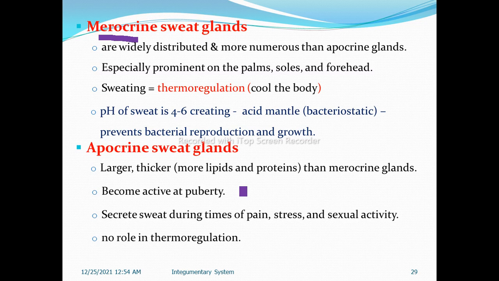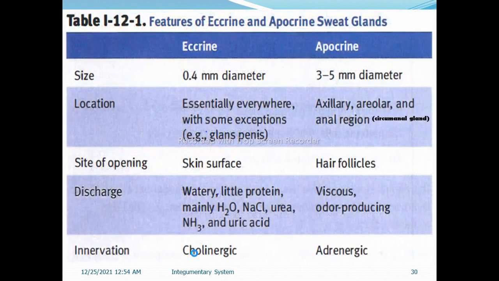So unlike merocrine glands, apocrine glands produce sweat during pain, stress, and sexual activity. So there is no role in thermoregulation. This is the difference. Now we will revise the two in this table.